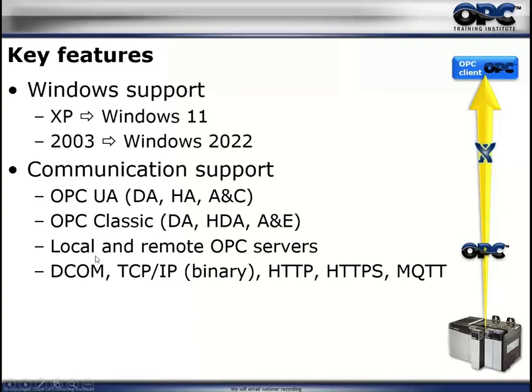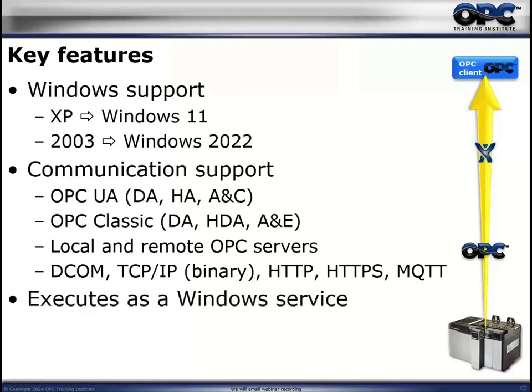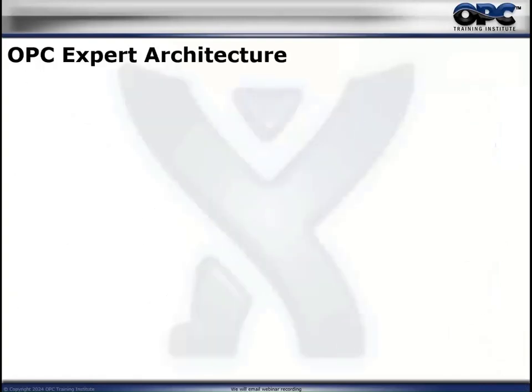So you can connect to both local and remote OPC servers using DCOM and using all the OPC UA transport protocols: TCP/IP, HTTP, HTTPS, or even MQTT. And very importantly, this all executes as a Windows service, which is really very important because this enables OPC Expert and whatever else to start up automatically as soon as Windows starts, even if there is no user logged on. The architecture is really very important here.